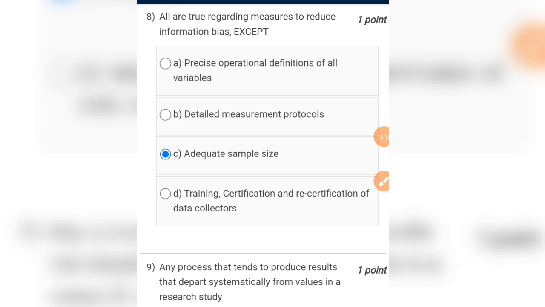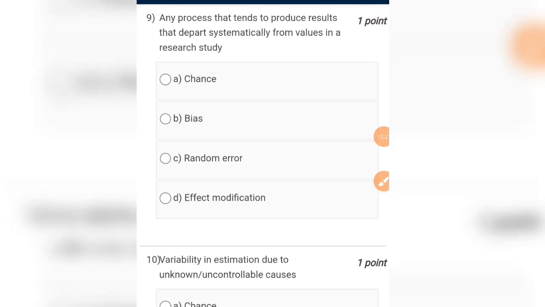Now let's move to question number 9. Question number 9 is: any process that tends to produce results that depart systematically from true values in a research study. Option A is chance, option B is bias, option C is random error, and option D is effect modification. So the answer will be bias. Okay, option B.